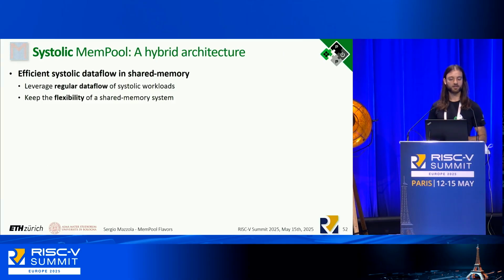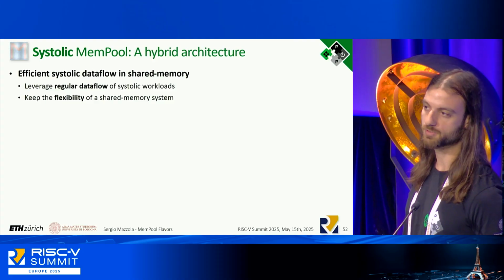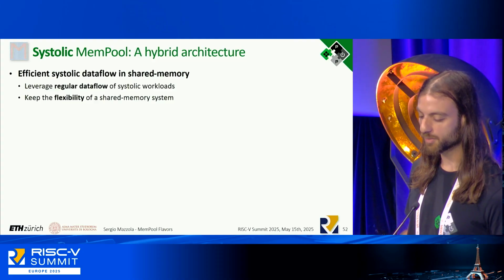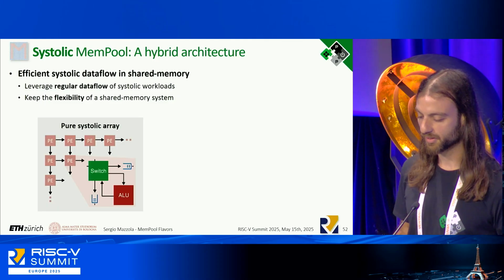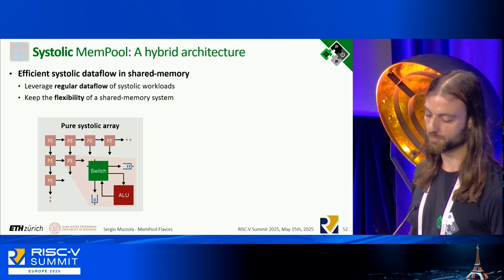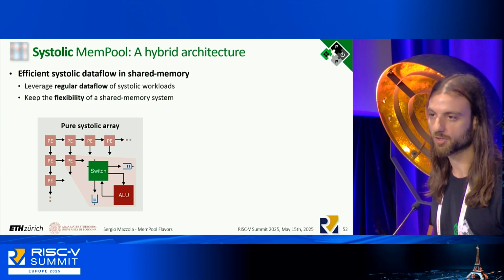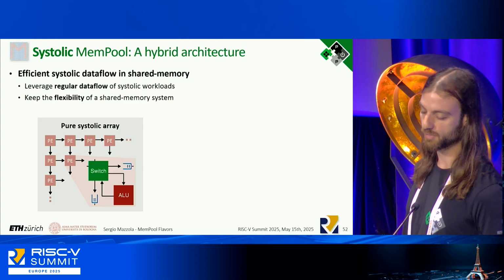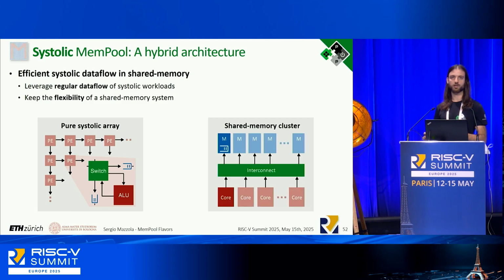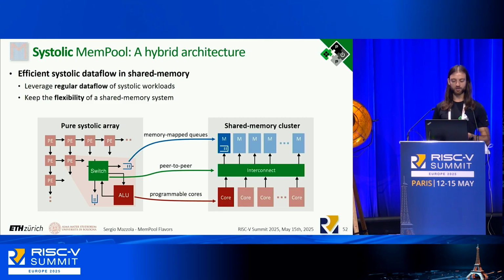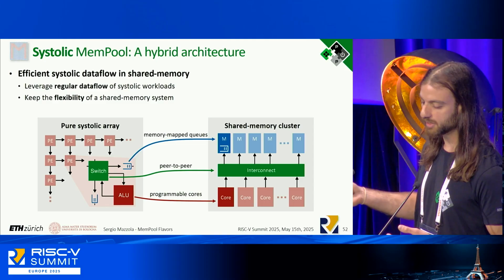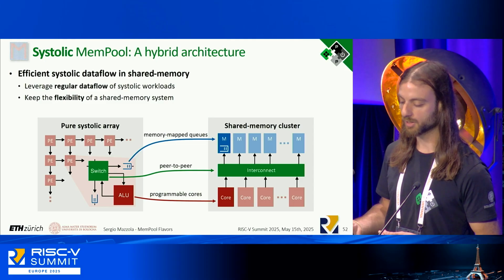So the idea here is that we want to leverage the regular data flow of systolic workloads to accelerate them, but still keep the flexibility of a shared memory system. For example, take a pure, simple systolic array where processing elements are connected in a 2D neighborhood-based mesh. And we want to map this topology on our cluster. So, for example, we can think about implementing the functionality of the processing elements on our general-purpose cores. And then we can make the cores exchange data in a systolic fashion through the cluster interconnect that can connect all the cores. And we store this data in memory mapped queues in the cluster banks.